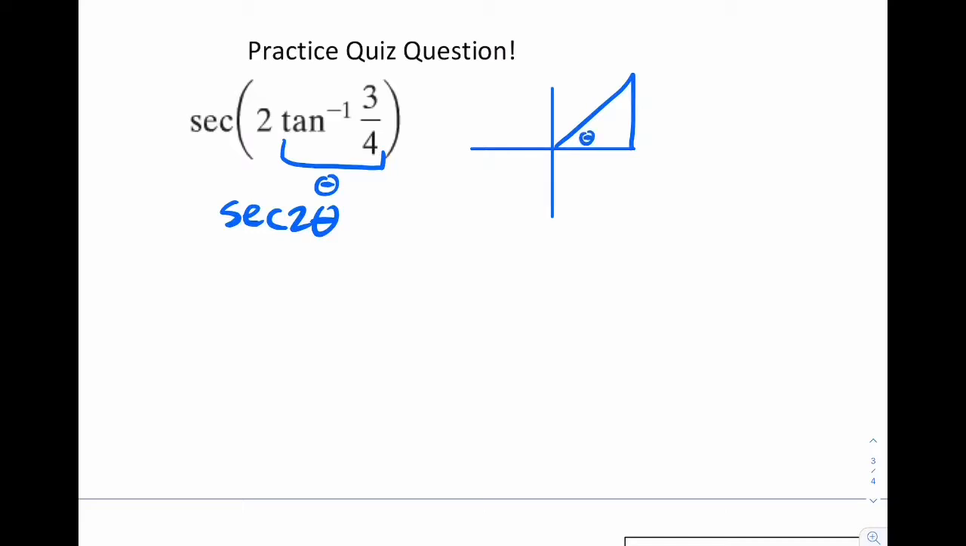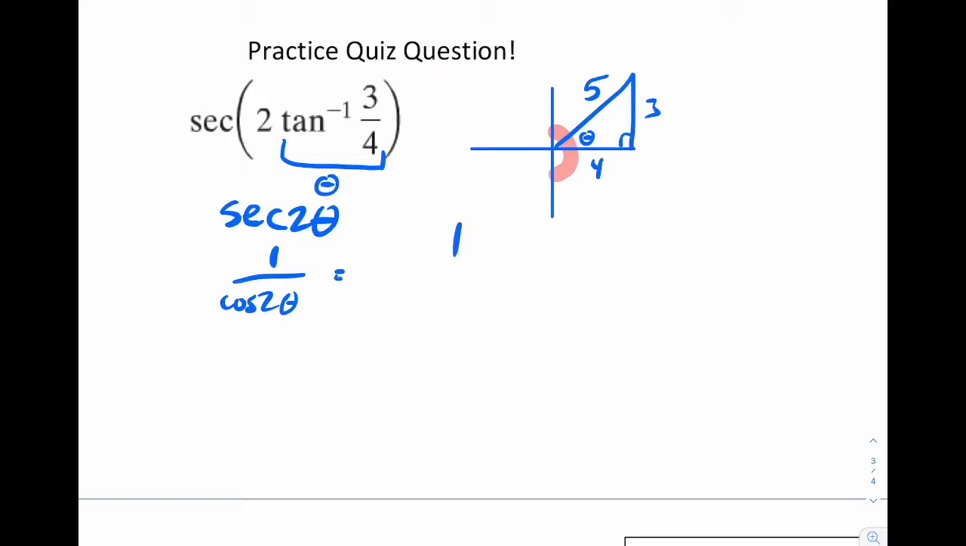Theta right there. Recall that tan inverse is quadrants 1 and 4. So that's how I know it's in quadrant 1, because this thing right here is positive 3/4. Fill that in as 3, 4. We should know that hypotenuse is 5. And now, look, we can figure this out. Now, you got to know secant 2 theta. That's simply 1 over cosine 2 theta.